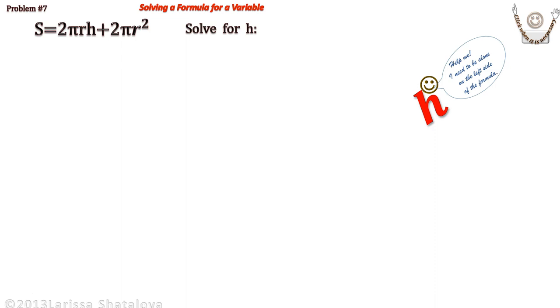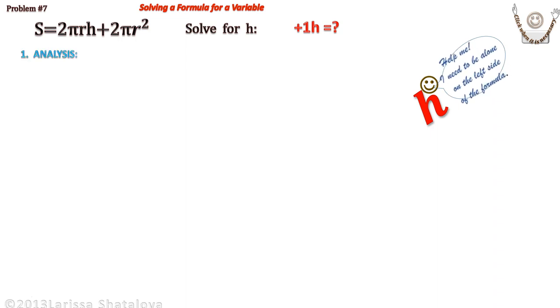Next problem is more complicated, but now we're ready to solve a formula for a variable. Positive S equals 2 pi r h plus 2 pi radius squared. And we have the request solve for h. That means that we have to write this formula as positive 1h or just h equals.